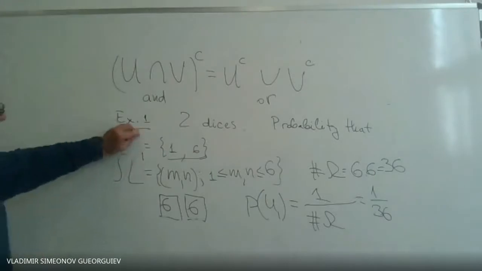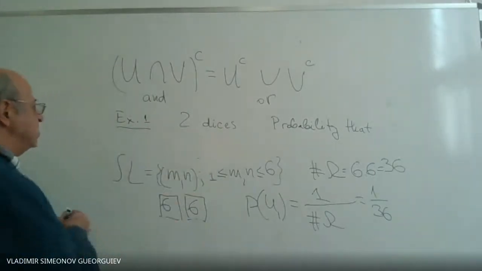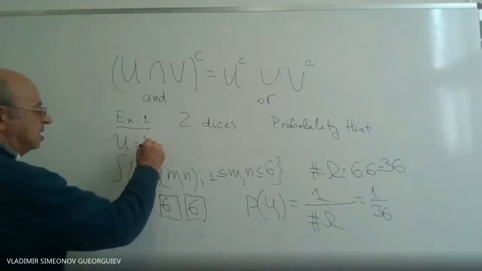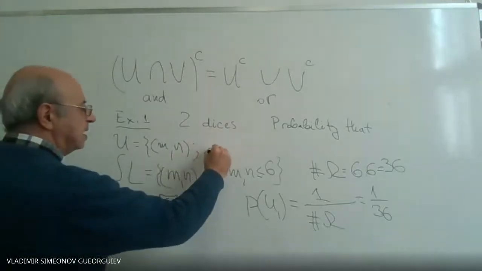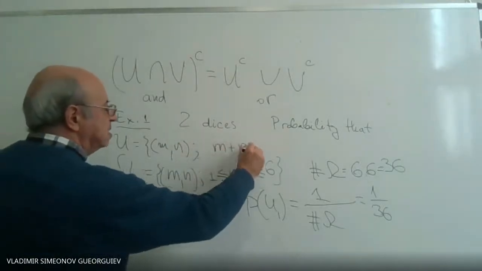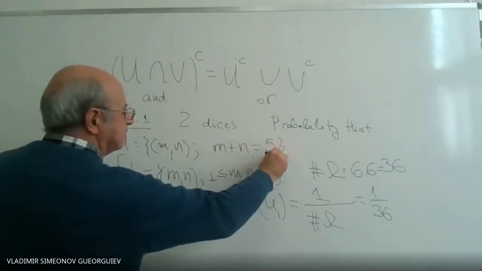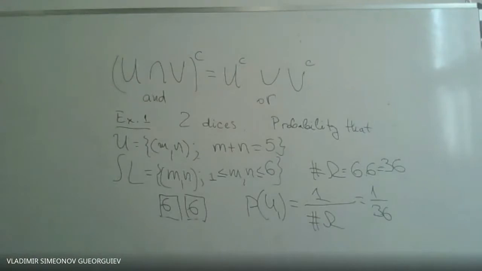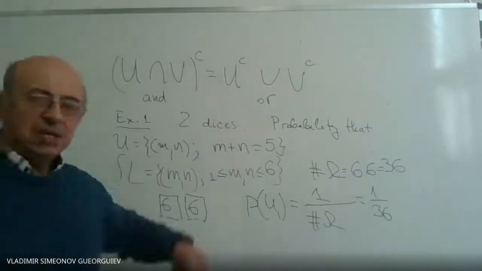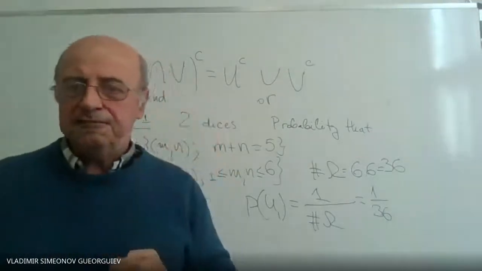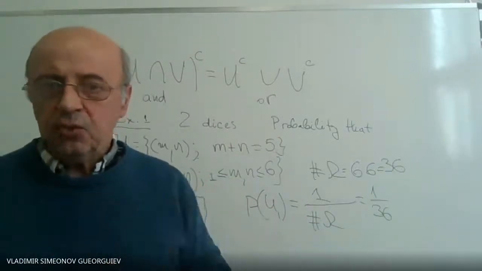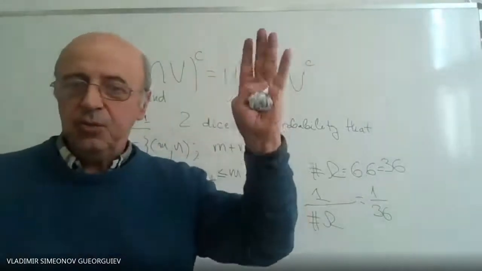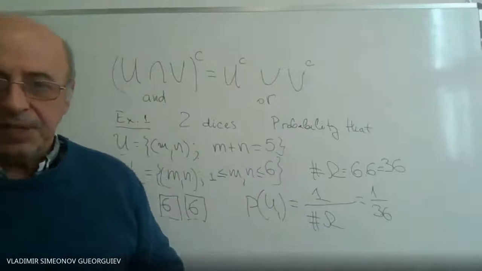Now, let us take another set U, such that we have (m, n), but m plus n is 5. What is the probability that the sum of the two results of the dice is, for example, a given number? There are some games where you predict and you win if you have this number.